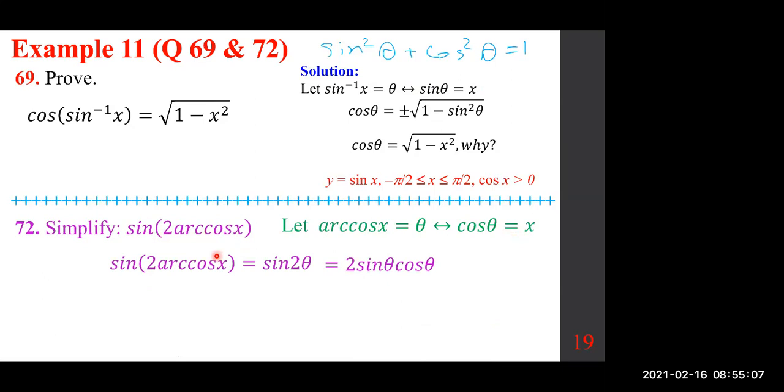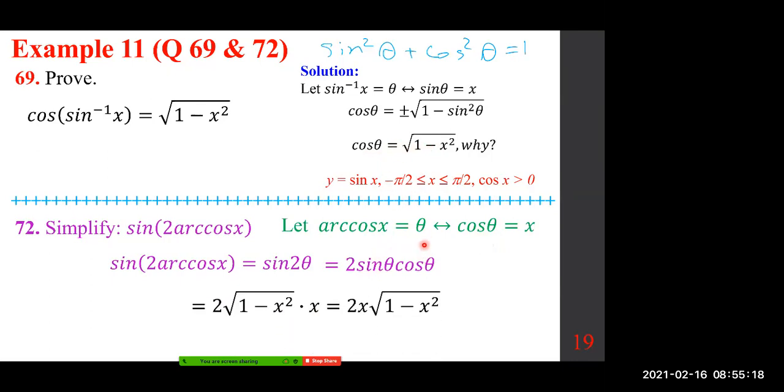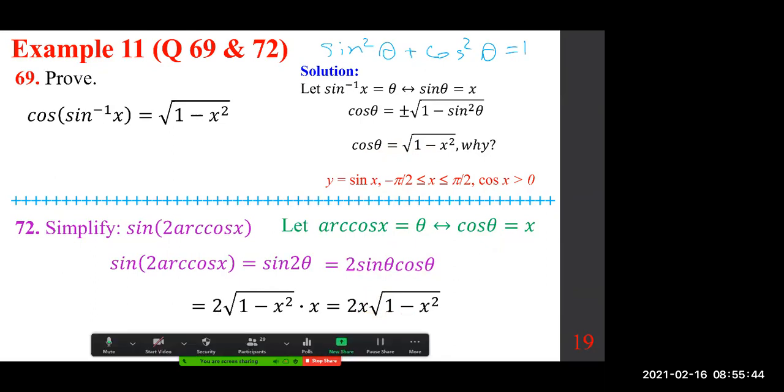And so you replace the cosine with x, and what about sine? In essence, it is the same as this one. If you go back, there's a square root of 1 minus x squared, and the justification is the same in a sense that because cosine, remember, goes from 0 to pi, and from 0 to pi, sine is positive. So 2 sine theta cosine theta, I put the cosine first, is 2x times the square root of 1 minus x squared. I hope everybody's comfortable with that. So again, pay attention to the domain and range.